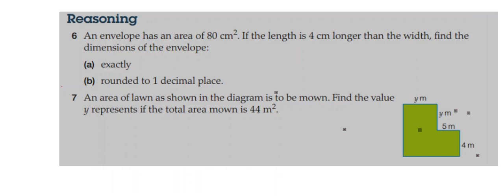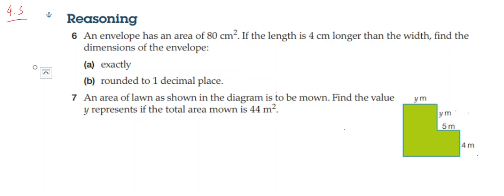This is for Year 10 Methods Pathways. We can look at question 6 and 7 from exercise 4.3. So exercise 4.3 was about completing the square.